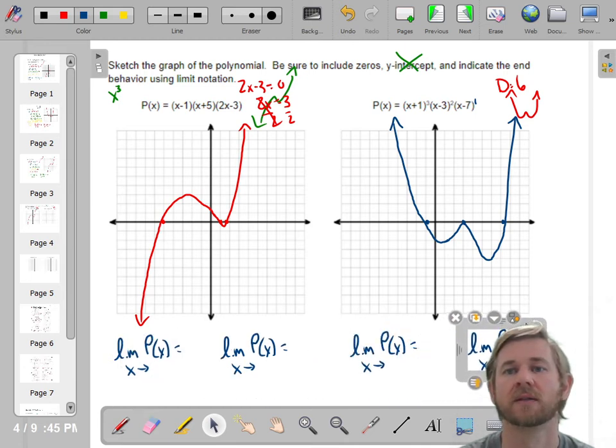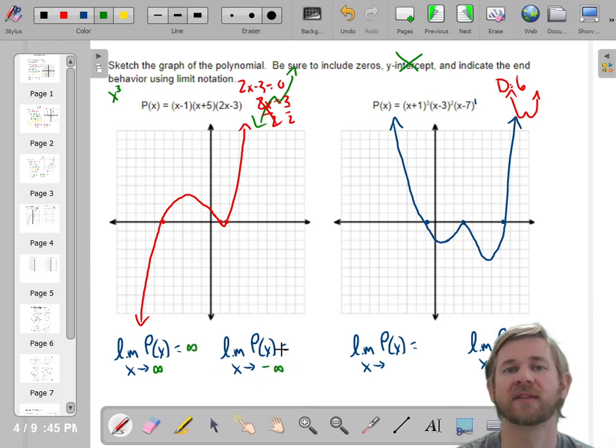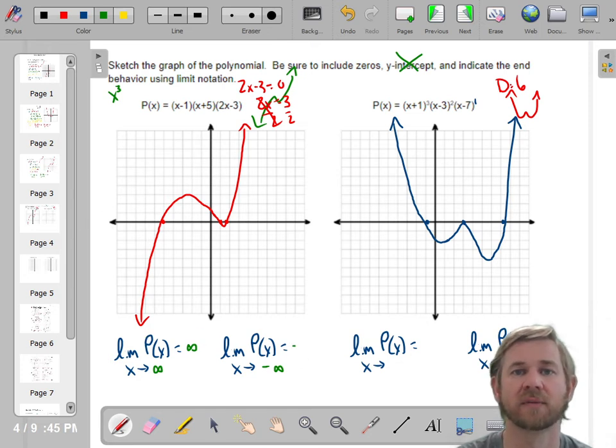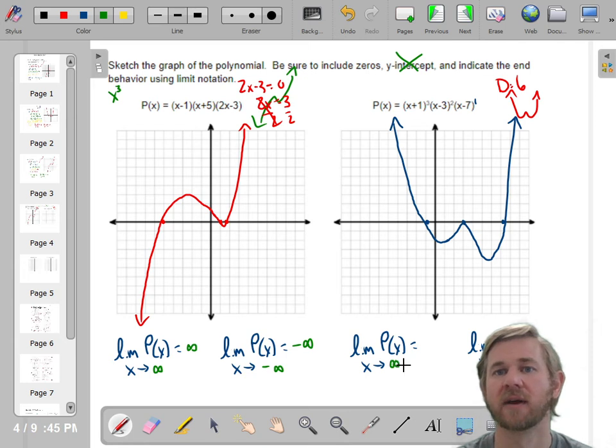Okay. So as I go to the right, as x goes to infinity, y goes up to positive infinity. And as I go to the left, x goes to negative infinity. As I go left, y goes down, so that would be negative infinity. For this one, as I go to the right and as I go to the left, both endpoints are positive, so they both go to positive infinity. Both endpoints are going up because it's positive and it's even.